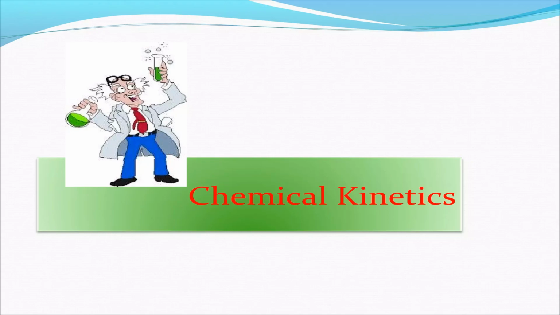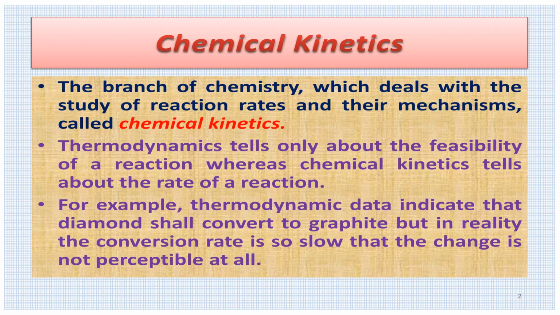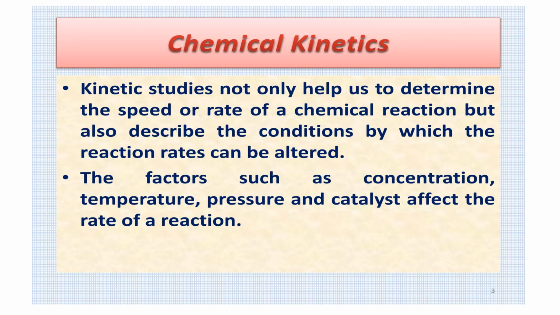Then we say about chemical kinetics. The branch of chemistry which deals with the study of reaction rates and their mechanism is called chemical kinetics. For example, thermodynamic data indicate that diamond shall convert to graphite, but in reality, the conversion rate is so slow that the change is not perceptible at all. Chemical kinetics not only helps us to determine the speed or rate of chemical reaction but also describes the conditions by which the rate of reactions can be altered.